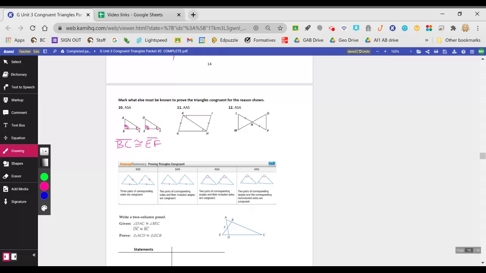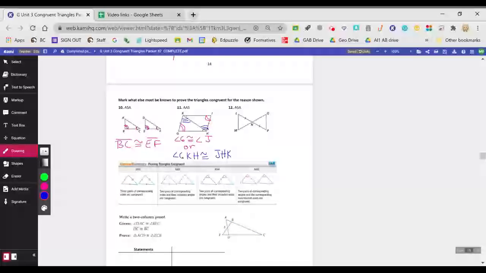This one, they want me to do angle, angle, side. So that means I need another angle. So I actually have a couple of choices. I could say that angle G is congruent to angle J, or I could say that angle GKH is congruent to angle JHK. Both those answers would work.